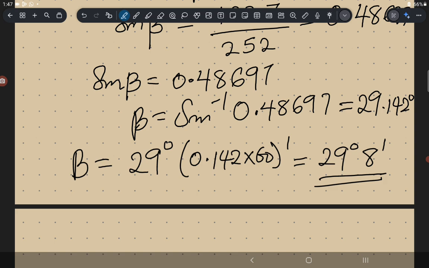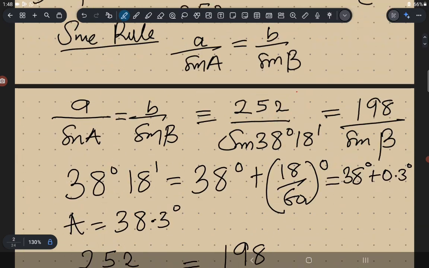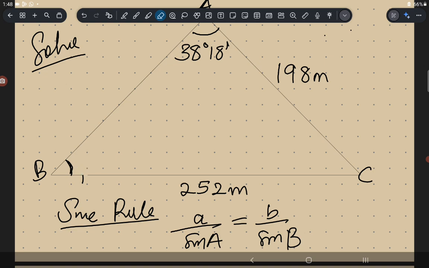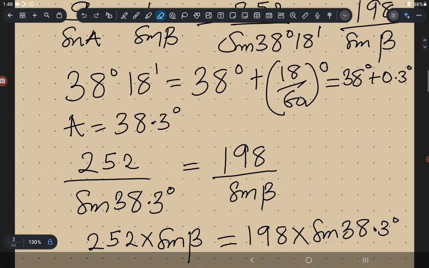So now, that is angle B. So 29 degrees 8 minutes. So let's go and write it. So let's try to clean this place. So our angle here, let me try to undo. So we have the value of B. So let's continue like that.